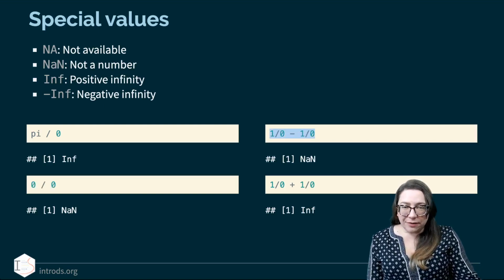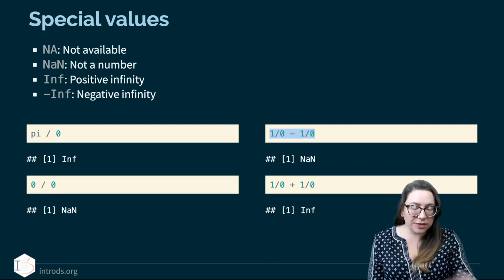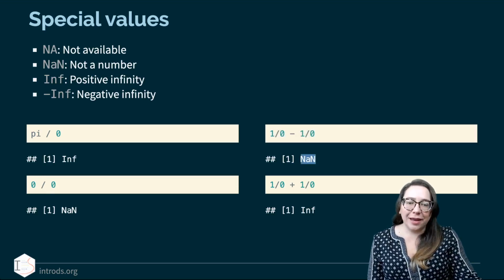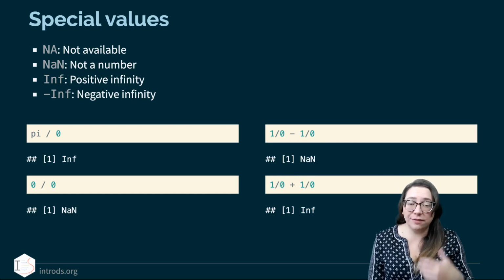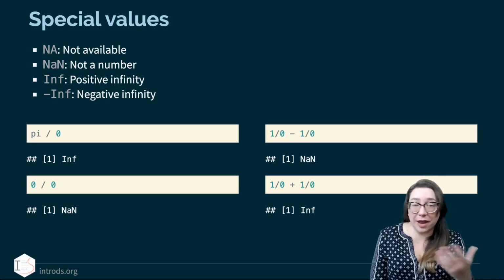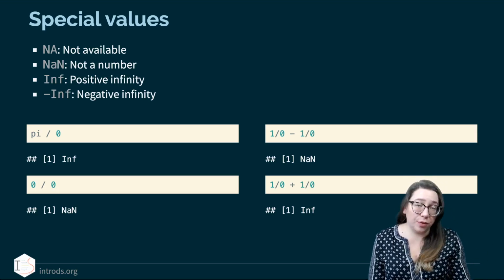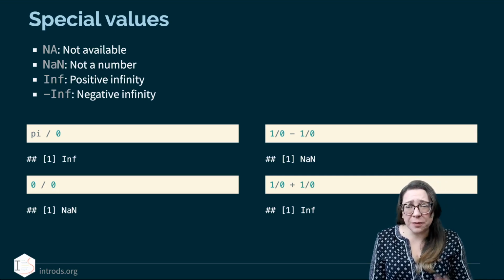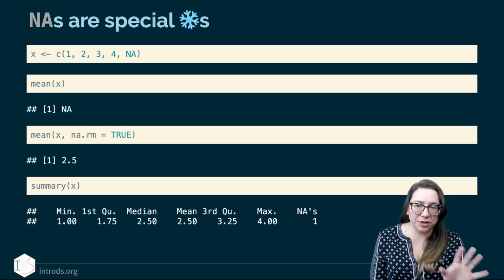1 divided by 0 minus 1 divided by 0 would be infinity minus infinity. That is not defined, so that's NaN. And infinity plus infinity is still infinity, so that gives me Inf. So you can use mathematical tests to guess what the results will be, and oftentimes your intuition will line up with what R is doing. Except when we come to NAs, things work a little bit differently because they are such special snowflakes.